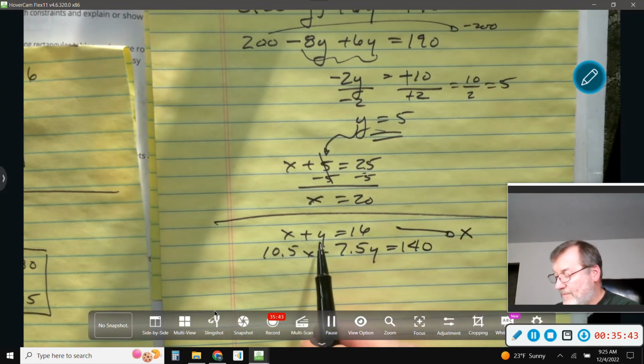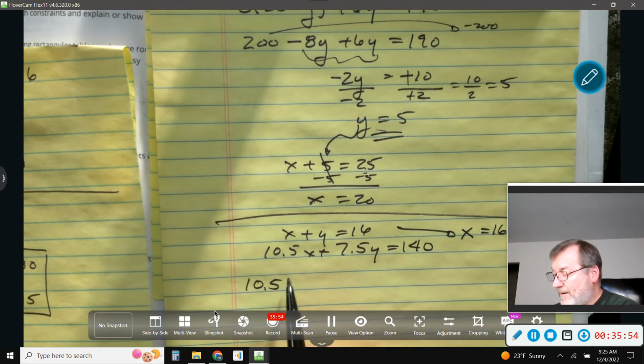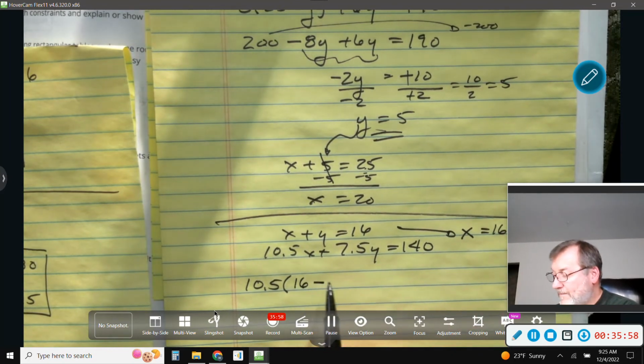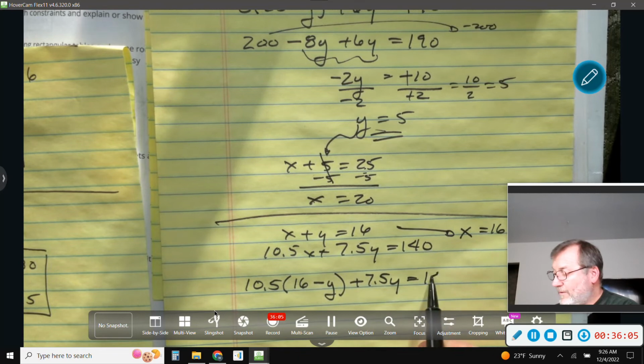X equals, well, I got to move the y over. Subtract it from both sides: 16 minus y. And now I substitute it in down to here. So I have 10.5, the x I figured out is 16 minus y, plus 7.5y equals 140.